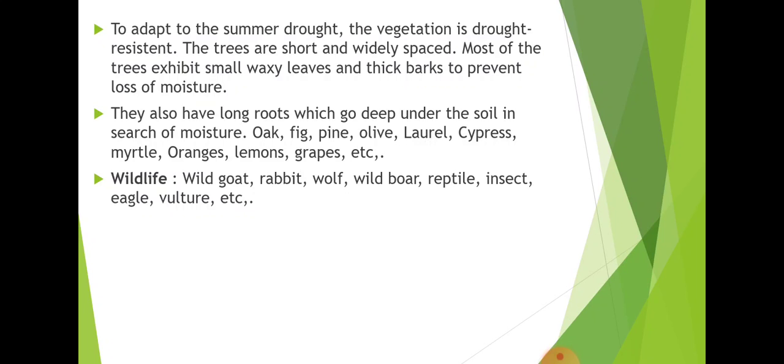Now in the next video we will read about the next vegetation, that is the grassland, and the temperate coniferous forest, that is the taiga forest. And what you have to do is write the names of trees found in the Mediterranean region in your copy.